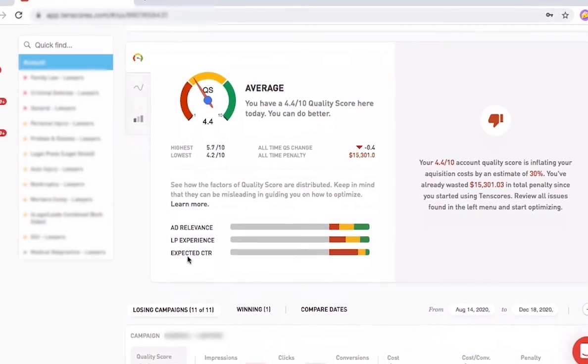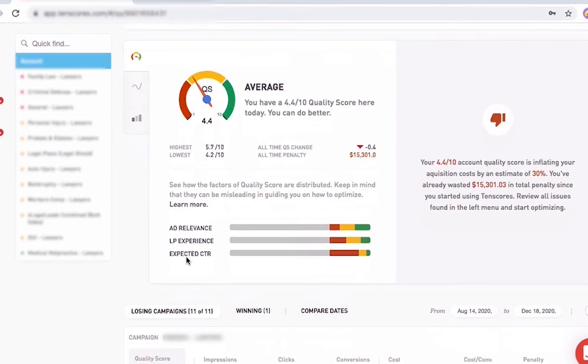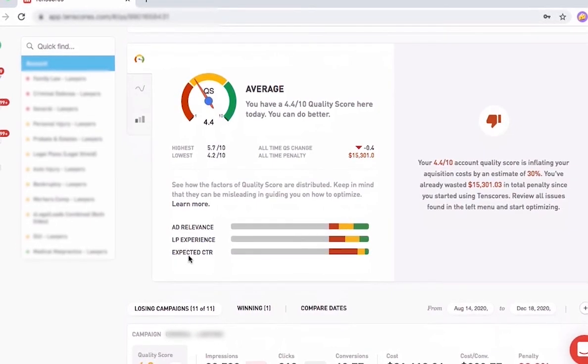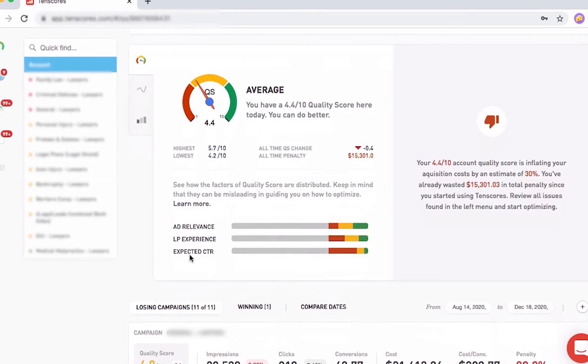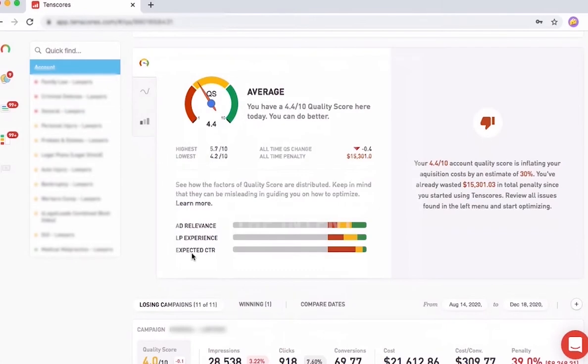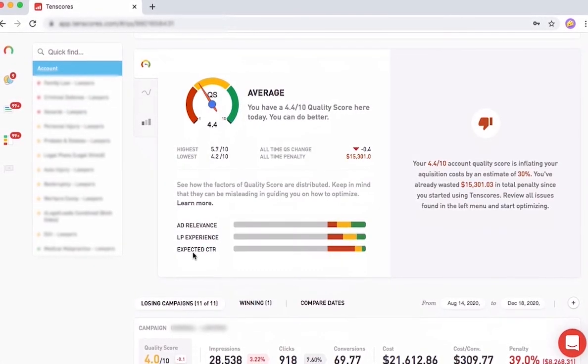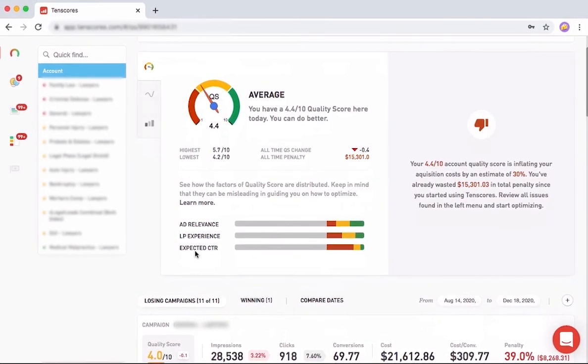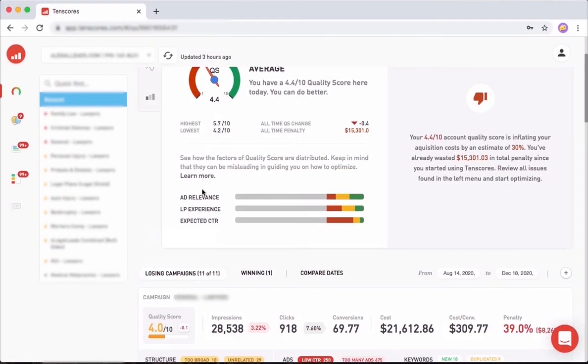If you don't have good structure, you can forget about getting a great CTR, because you cannot write an ad that is going to speak to two different people who are looking for two different things and speak to both of them at the same time. So your structure must meet the intent of every searcher. So you only put keywords together that share the same search intent, and that's the base. Once you have good structure, then you work on your ad copy, and the structure improves ad relevance almost always. And then when you work on your ad copy, you're going to get a better CTR, but the landing page experience as well is going to be better.